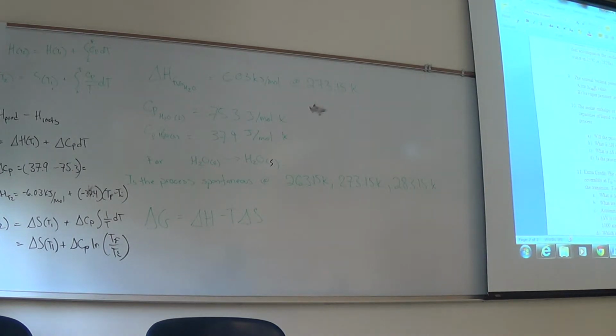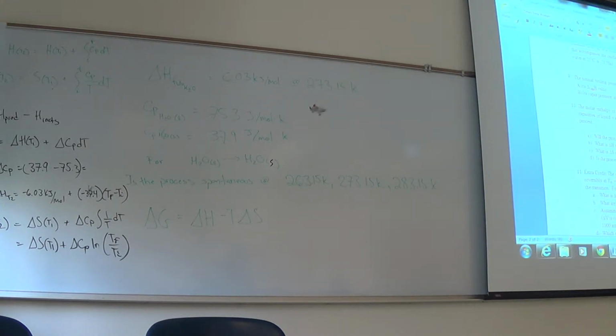Negative, because it's spontaneous, right? So you're expecting that when you set T2 as 263 and solve for delta S and delta H, and then plug them into that expression, you're going to get a negative number. What about 283? Does water spontaneously form ice at 283?